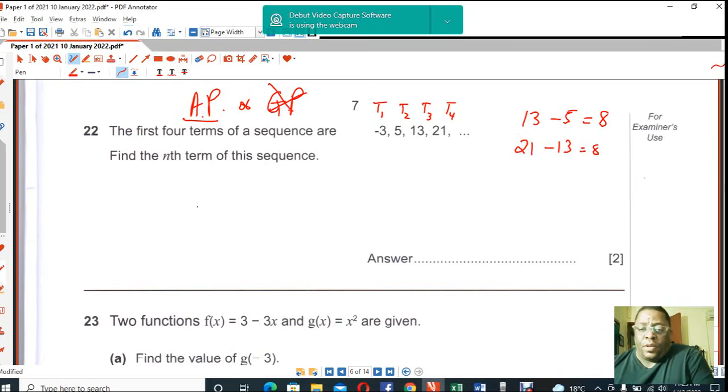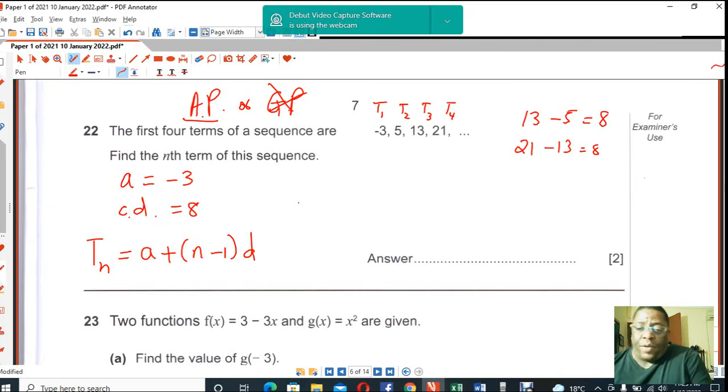Okay, so what do we know about an AP? The first term is minus 3. The common difference is 8. So our formula to find the nth term, T sub n, is a plus n minus 1 times d. So our T sub n is going to be negative 3 plus n minus 1, and our d value is 8.